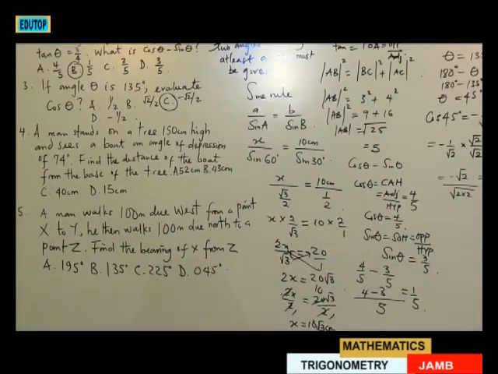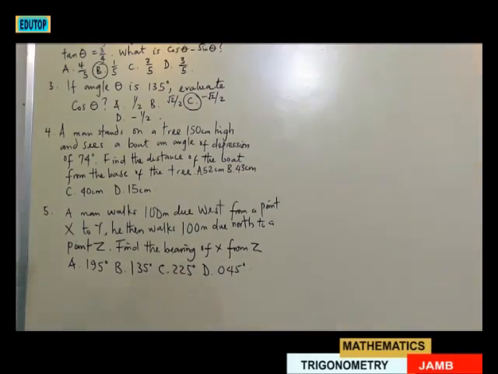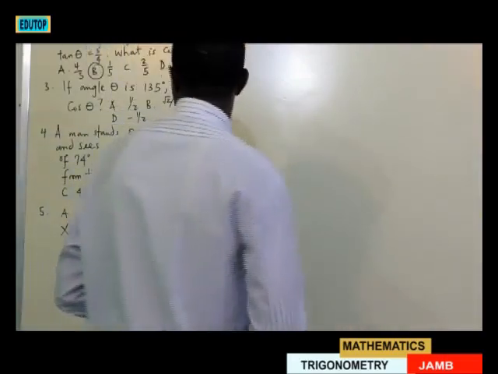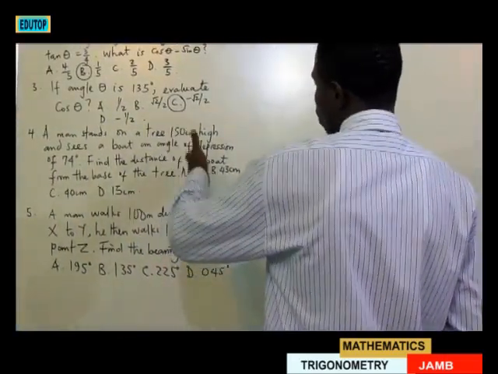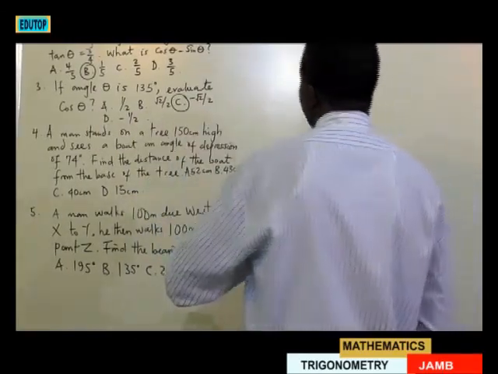So the next question says, a man stands on a tree 150 centimeter high and sees a boat at an angle of depression of 74 degrees. Find the distance of the boat from the base of the tree. That is what the question asks us to do. So by virtue of this question 4, we are working on the concept of angle of depression.